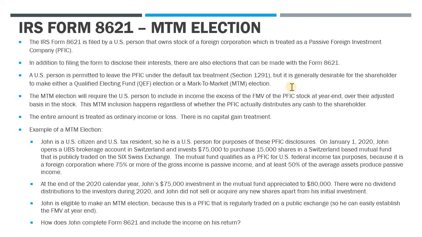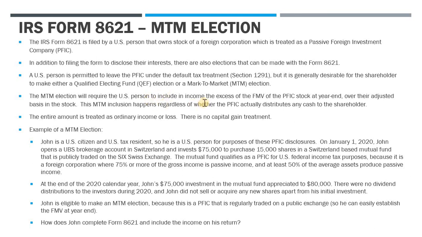I have a separate video that covers the QEF election and what the tax impact of that is and how to complete the 8621 for that. So I'll leave a link below for that video, but in this one I want to focus in on the MTM election. So the MTM election, the mark-to-market, it's exactly what it sounds like, right? So you as a U.S. taxpayer, you're marking to market the stock from year to year, and whatever the increase or decrease is in the value of the shares is what you're including in your current income.